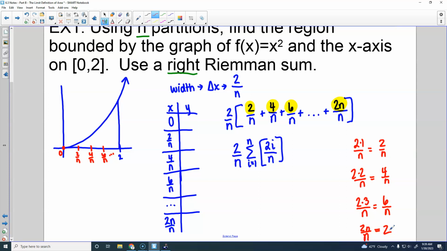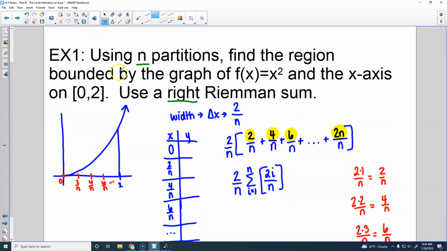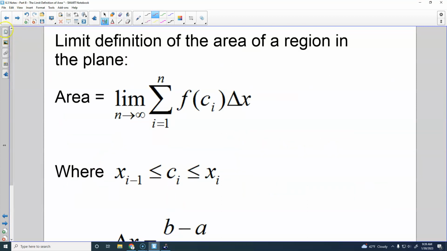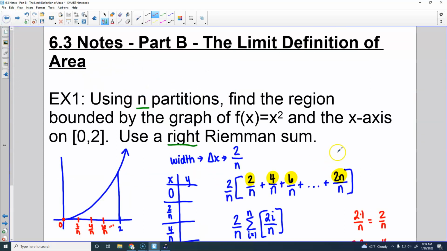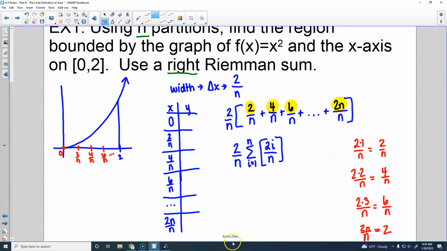Okay. So this is where we're going with this. This particular one doesn't ask us to find an answer, right? I think the next one will. Actually, let's just go ahead with this one while we're at it.